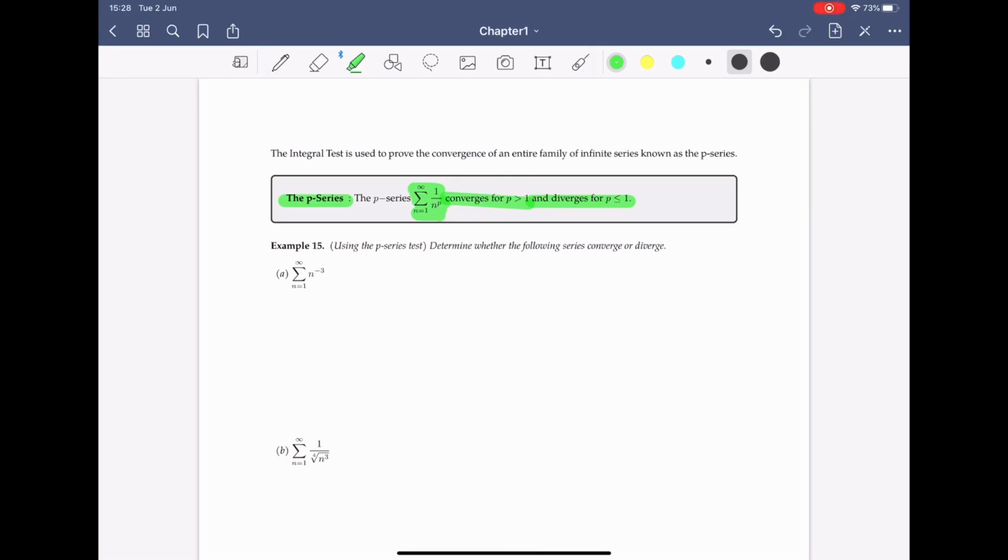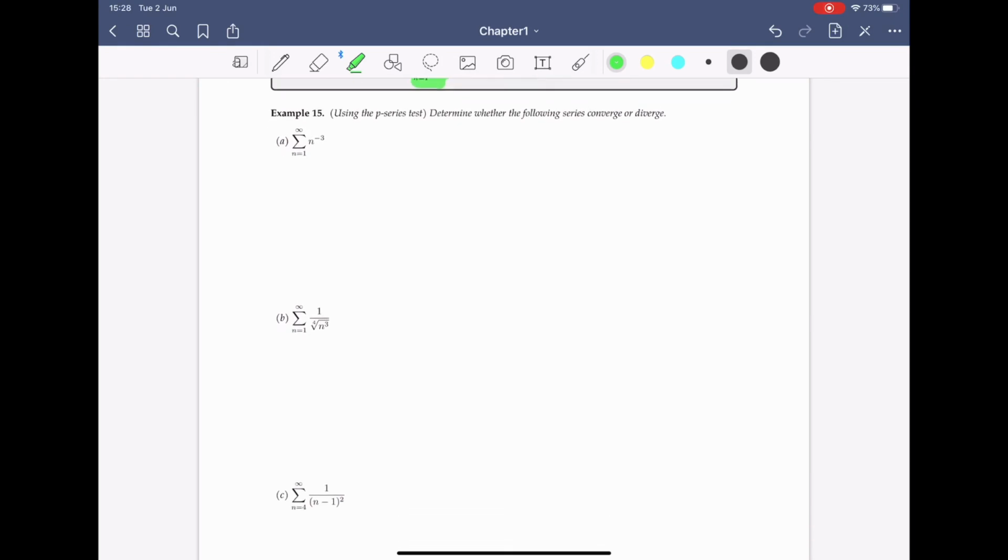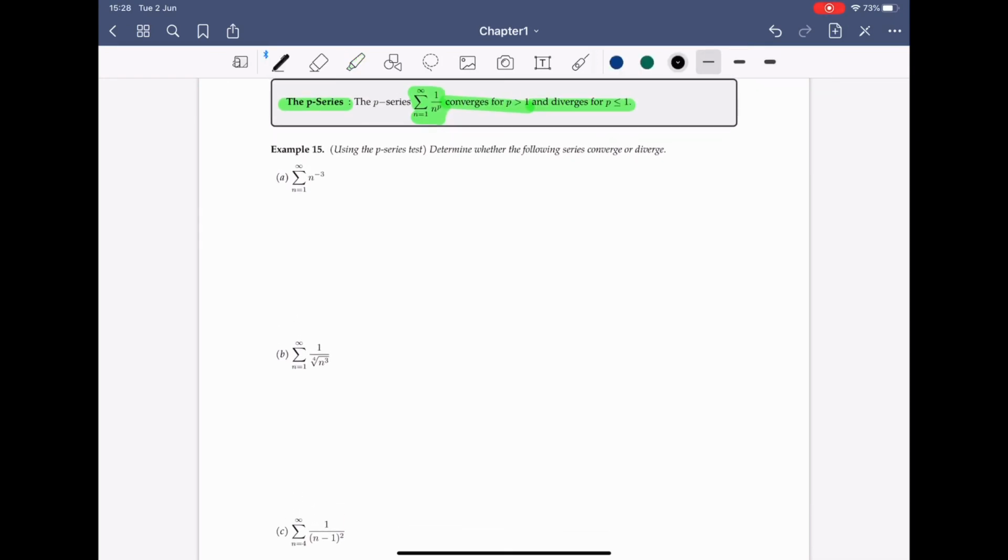So we will do this example quick. Let's do example 15 together. Use the p-series test. Number one, I have this series: summation of 1 over n cubed, n from 1 to infinity. And here we go. You can see that p equals 3, right? Because this is a p-series with p equal to 3, which is greater than 1. Well, it means the series is convergent. That's it. Easy like that for this topic.